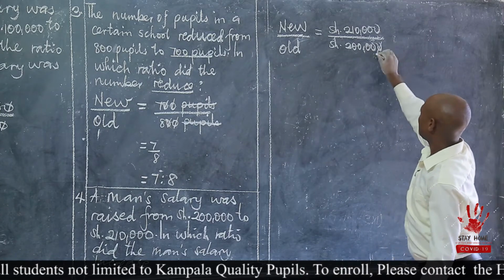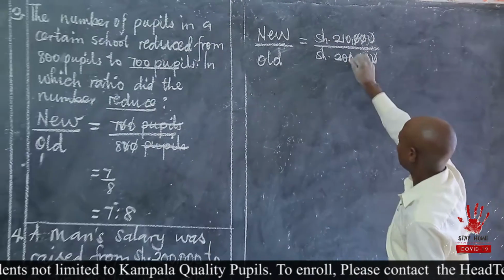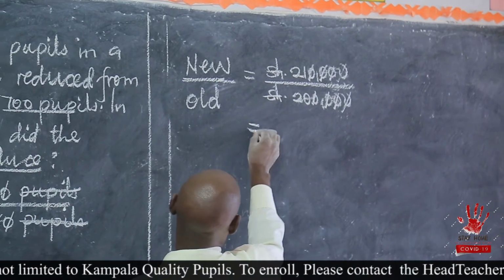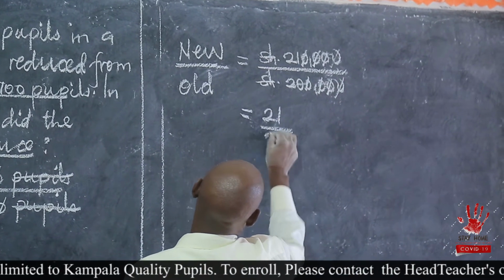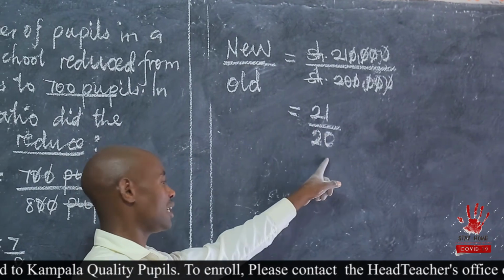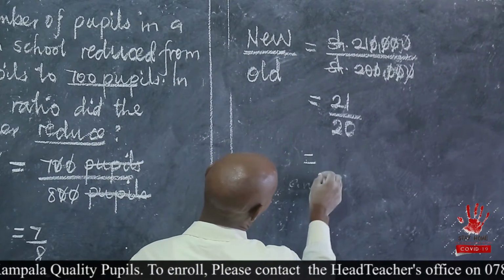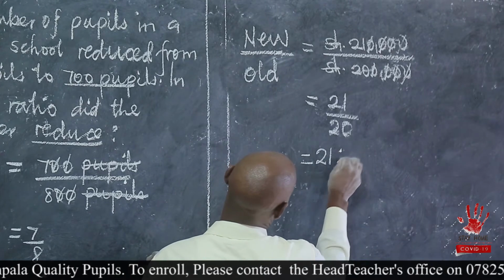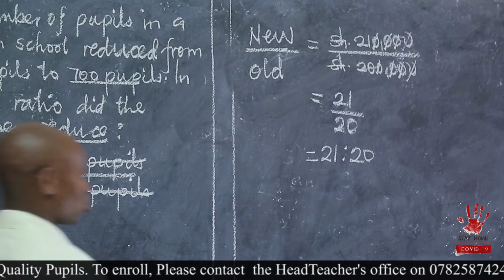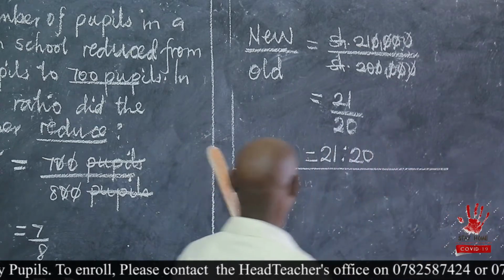So we shall cancel this and this, this and this, this and this, this and that. Even shillings will cancel. So what are we remaining with? 21 out of 20. Do we have any number which can reduce 21 and 20? We don't have a common factor there. Therefore, the ratio is going to be 21 to 20.